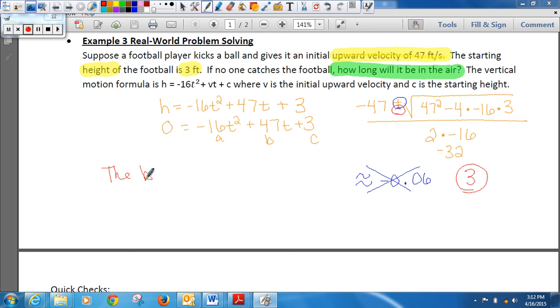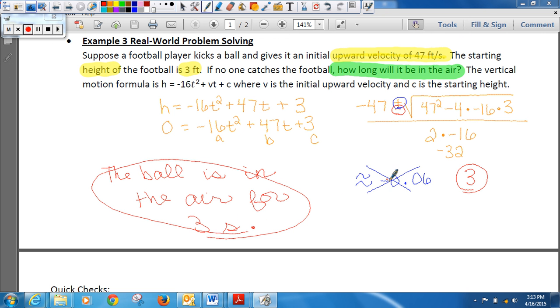The ball is in the air for 3 seconds. Go ahead and complete your quick checks and then look at your schedule for your assignment.